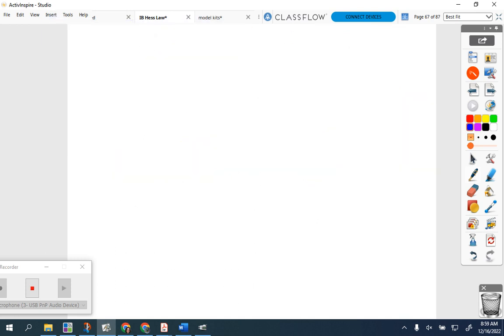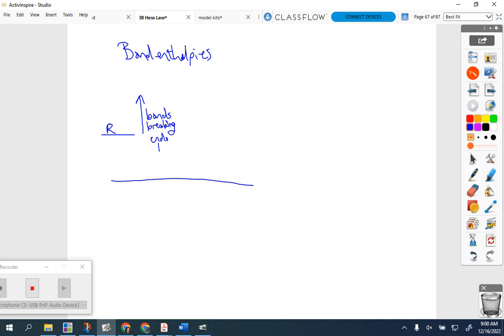Now, when we're talking about bond enthalpies, it's easier to visualize it in a reaction diagram where we have our reactants and bonds breaking, which is endothermic and therefore positive, okay? Let me actually not write elements because that makes it sound like formation, but individual atoms.